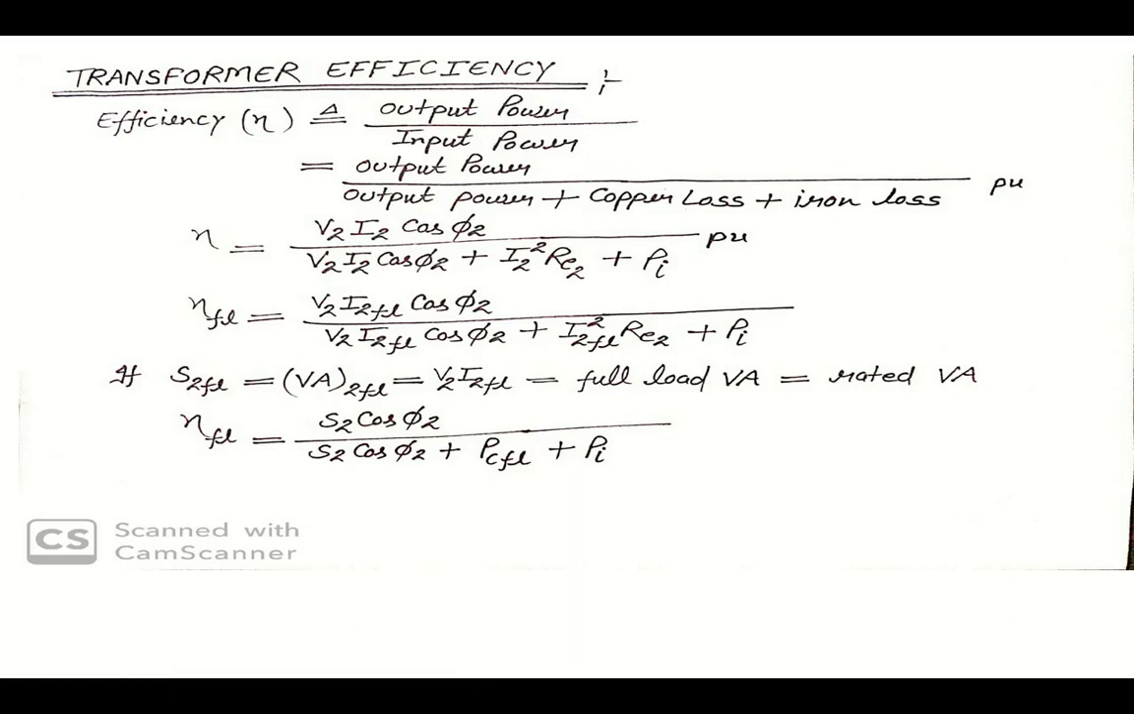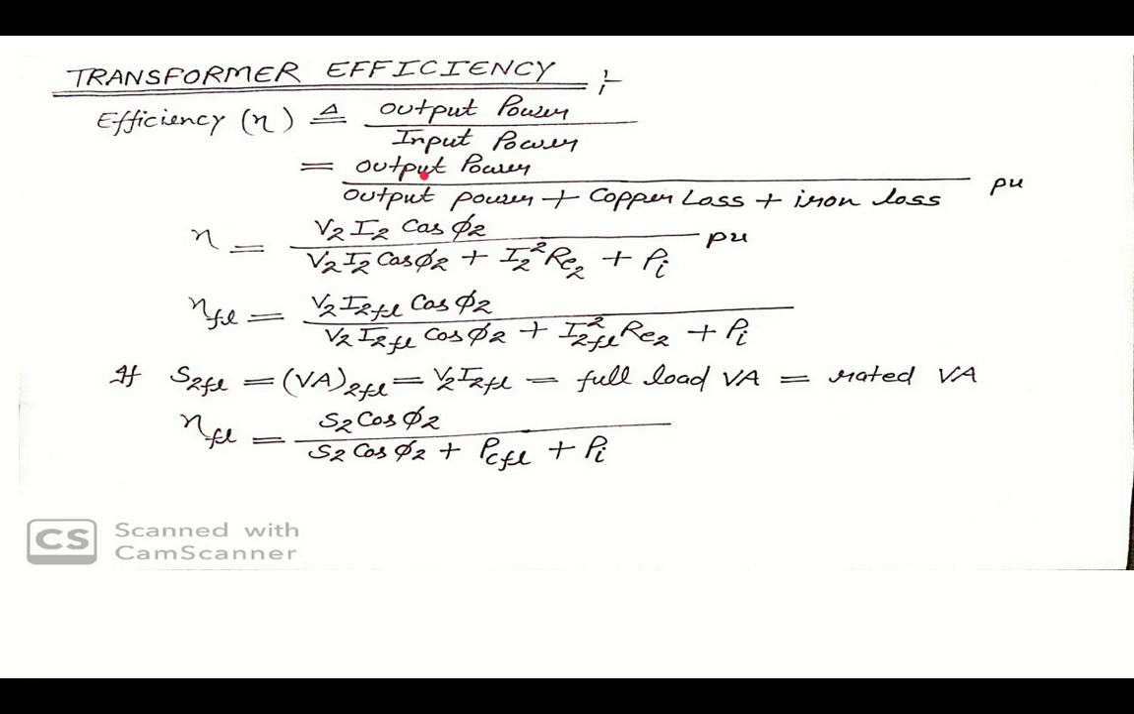In the previous lecture we discussed transformer losses, such as iron loss, copper loss, etc. But in this lecture we are discussing transformer efficiency. So you have a formula: efficiency is equal to output power to the input power. Here efficiency is represented by eta.